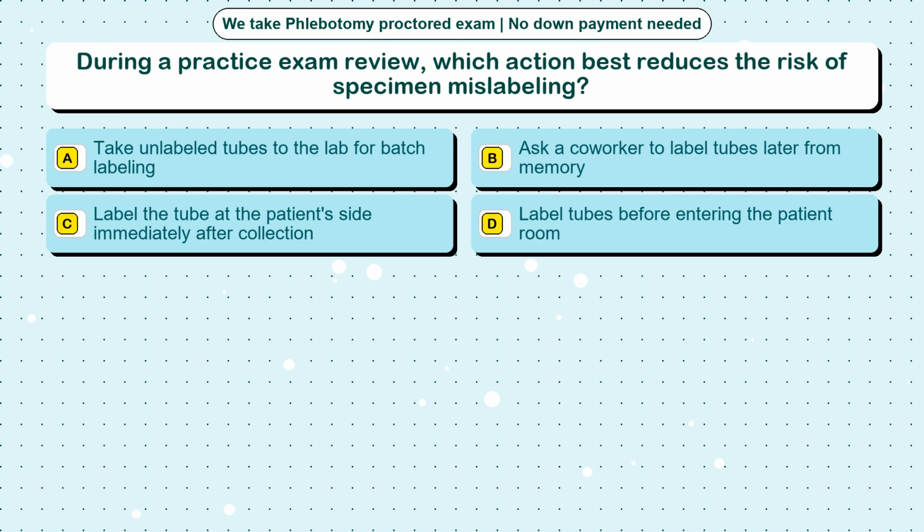Question 8. During a practice exam review, which action best reduces the risk of specimen mislabeling? Option A. Take unlabeled tubes to the lab for batch labeling. Option B. Ask a coworker to label tubes later from memory. Option C. Label the tube at the patient's side immediately after collection. Option D. Label tubes before entering the patient room.